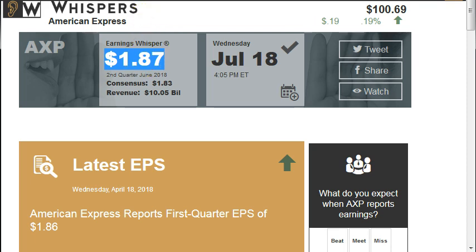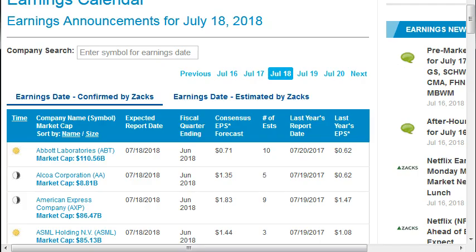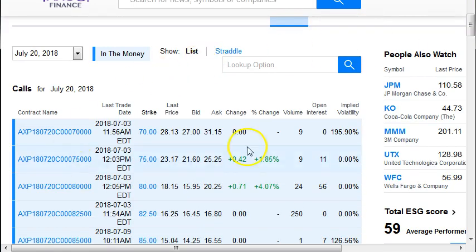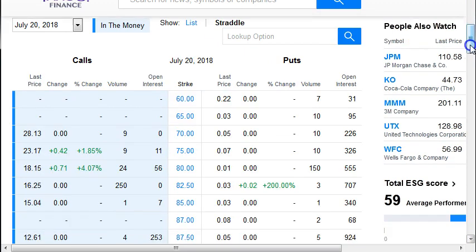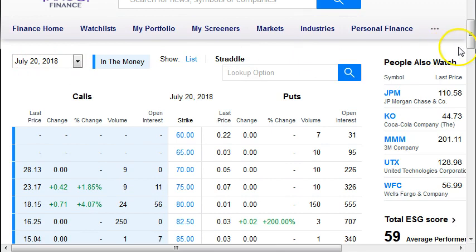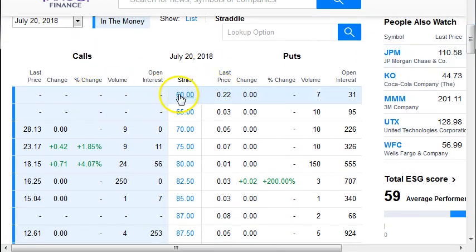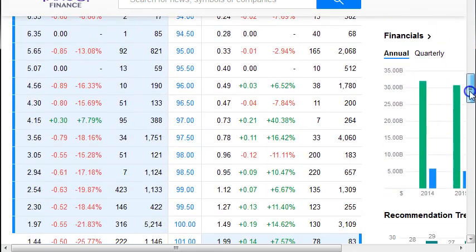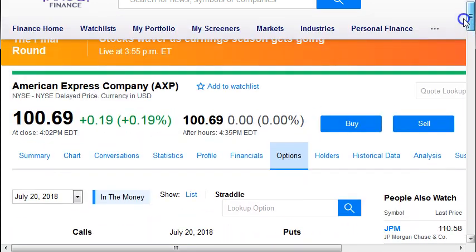Now let's try to look for these options. We go to American Express stock on Yahoo Finance and look for the options. These are all the options. Let's look at the straddle. They are expiring on July 20th. Now the question is, what exercise price are you going to pick?